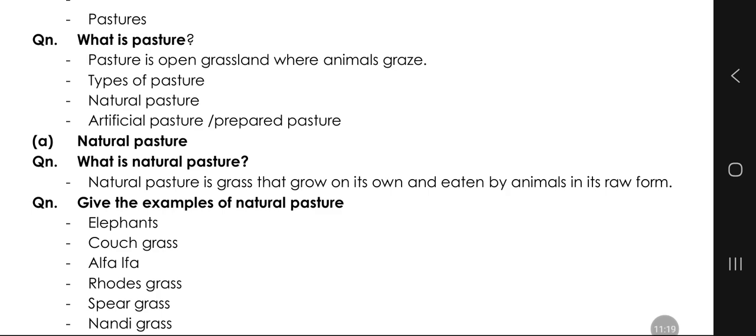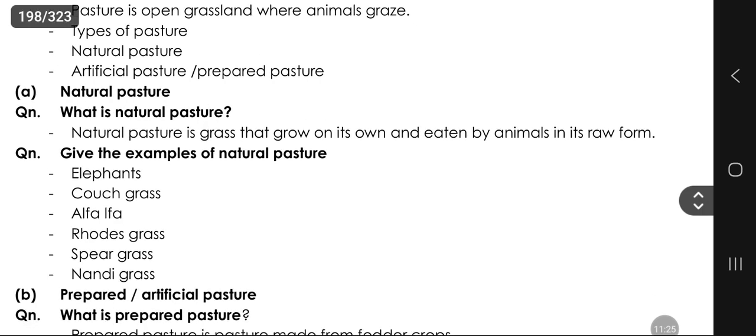the animals. We have what we call alfalfa. Alfalfa is also another grass that is eaten by animals. Rhodes grass, it is also eaten by the animals. Spear grass, nandi grass, all those are examples of natural pastures. They grow on their own, okay? And they are eaten in their raw form.